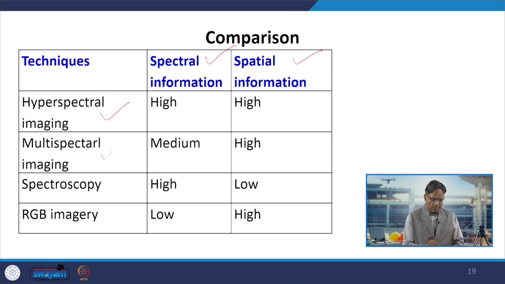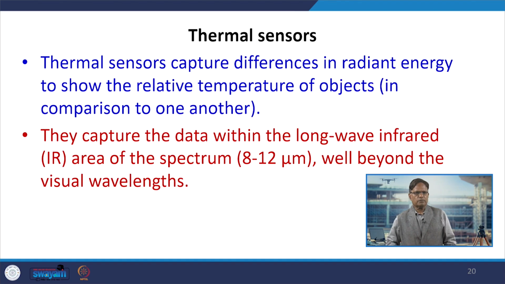If we say multispectral image, then spectral information is medium, but spatial information is high. So, a little less useful than hyperspectral imaging. If we look at the RGB imagery, spectral information is low and spatial information is high. So, depending upon the information content which we want to derive, whether spectral or spatial, we can make a selection of the data from sources.